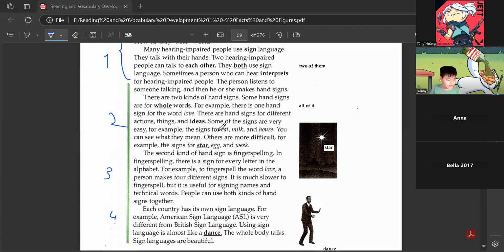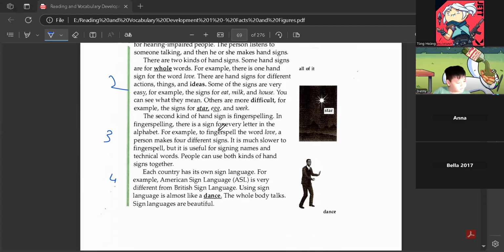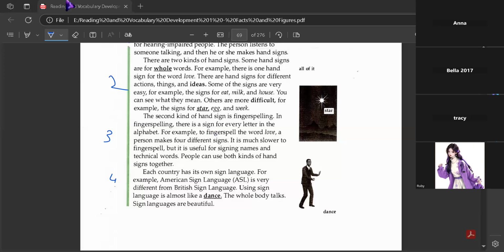All right. And lastly, let's invite, wait, who is it? Let's invite Ruby. Are you there, Ruby? Yeah. All right, very nice. The fourth one.